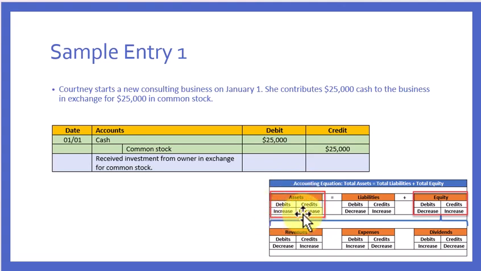Cash is an asset account. We debit to increase. Common stock is an equity account. We credit to increase. So this is what our journal entry is going to look like. On January 1st, we're going to debit cash, credit common stock, $25,000. Our description: we received investment from the owner in exchange for common stock.